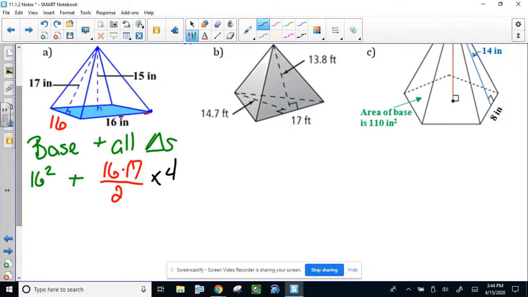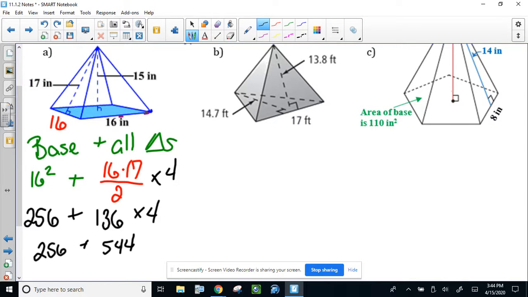So we're going to calculate this out. 16 squared is our 256. 16 times 17 divided by 2, I have this calculated, that's 136. And then there are 4 triangles, so we're going to multiply that 136 times 4. And so that would give me 544. And then I have to add the 256 from the base.